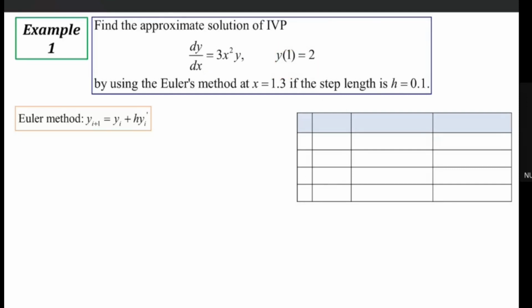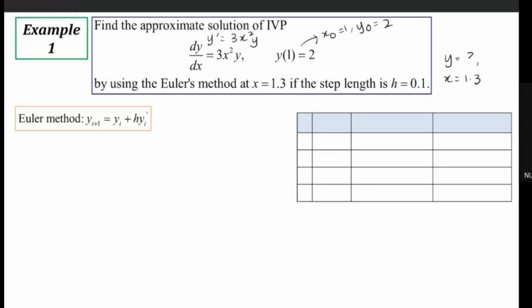By using Euler's method, find y when x equals 1.3, and the step size h is 0.1. So we want to find the value of y when x equals 1.3. This is the initial condition: x naught equal to 1, y naught equal to 2. Here is y prime: y prime equal to 3x squared y.